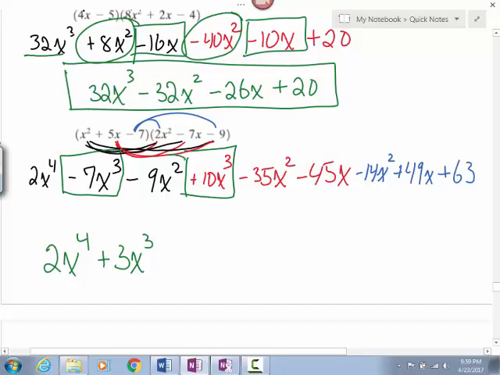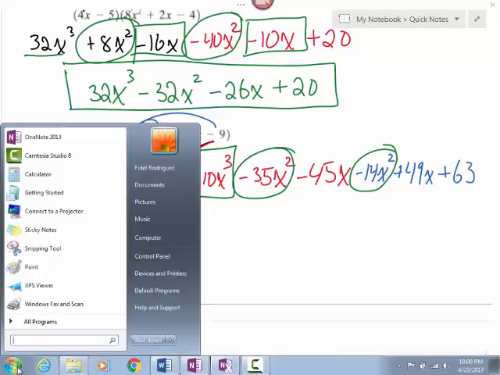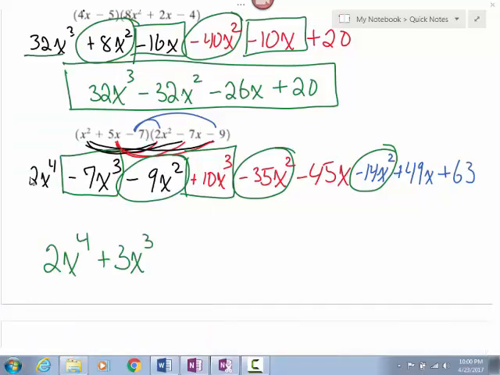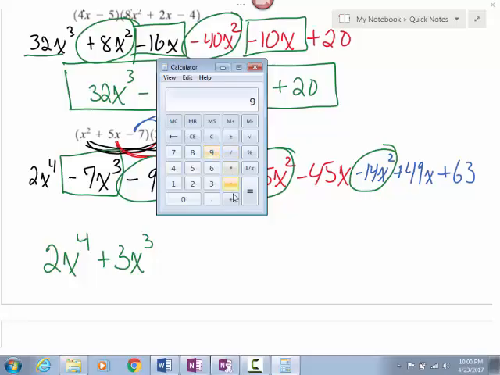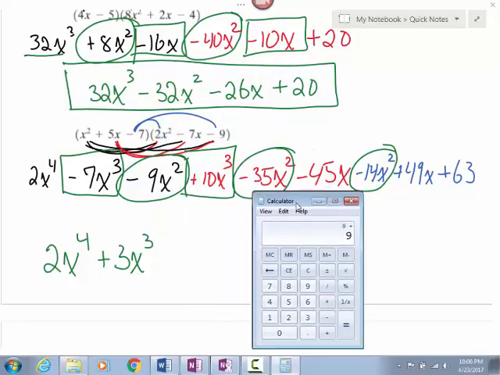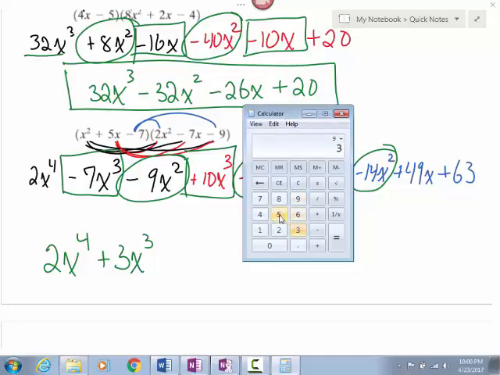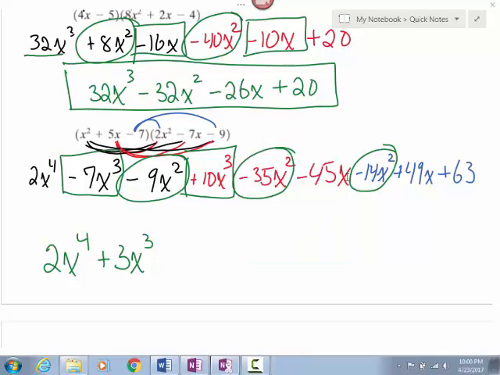Our x squareds, we have a minus 9x squared, a minus 35x squared, and a minus 14x squared. The one thing I noticed about all of them, they're all negative, so we can just add them all up and keep our answer negative. So let me get my calculator. We're going to go 9 plus, what was the next one? 35 plus 14 equals negative 58. All right, so now we have a negative 58x squared.